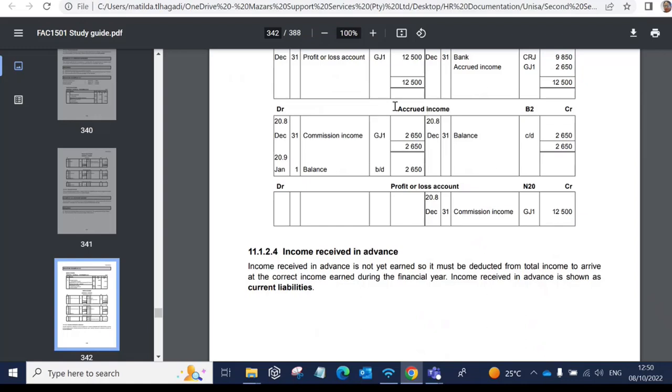So remember now the accrued income is debited. Okay. Now we need to clear this account, so we need to put the balance carried down as well. So basically the accrued income has a debit balance of 2,650. So this is the income that is due to the company.